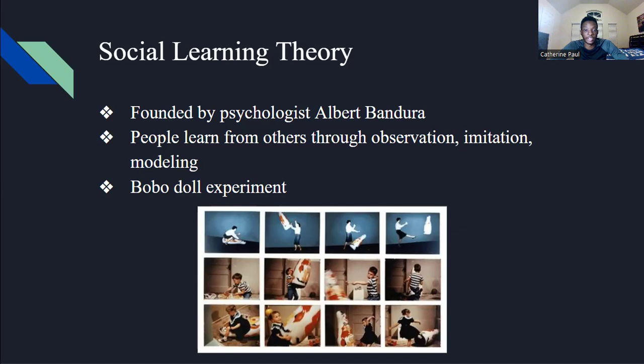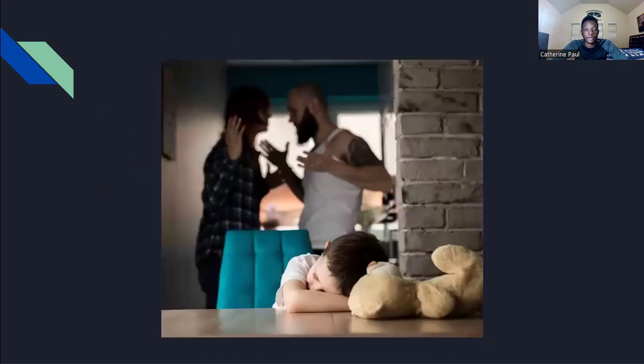That's social learning theory. You're learning from others on what they do, and you take what you see and apply it to yourself. So now you're probably asking, what does this theory have to do with family violence?